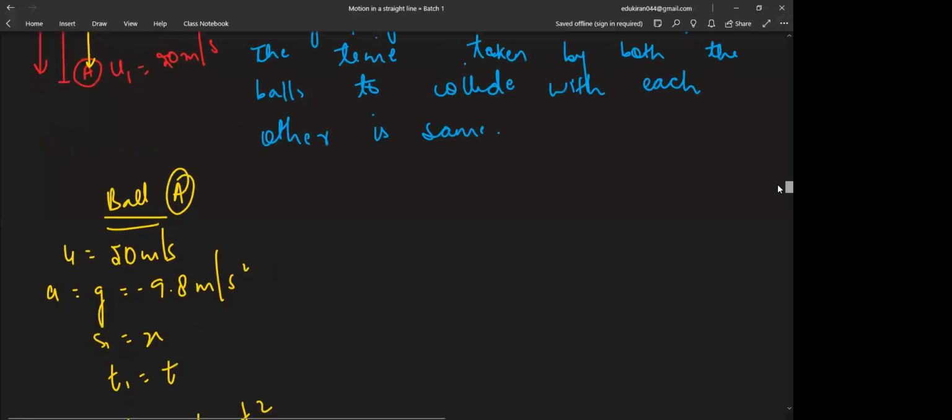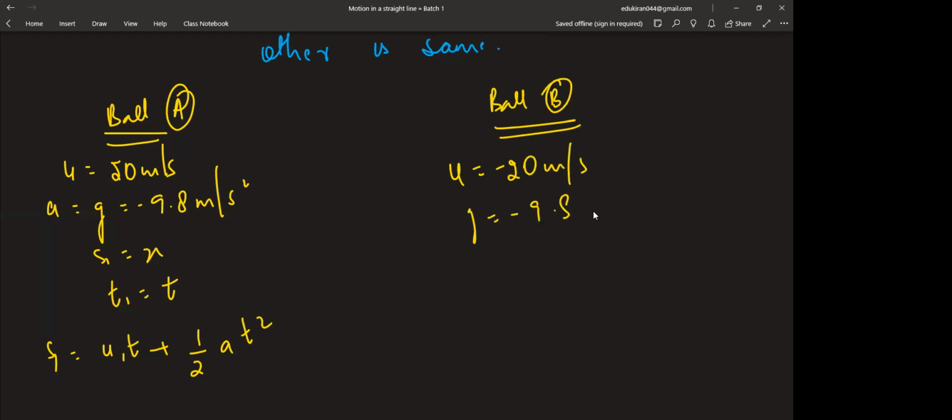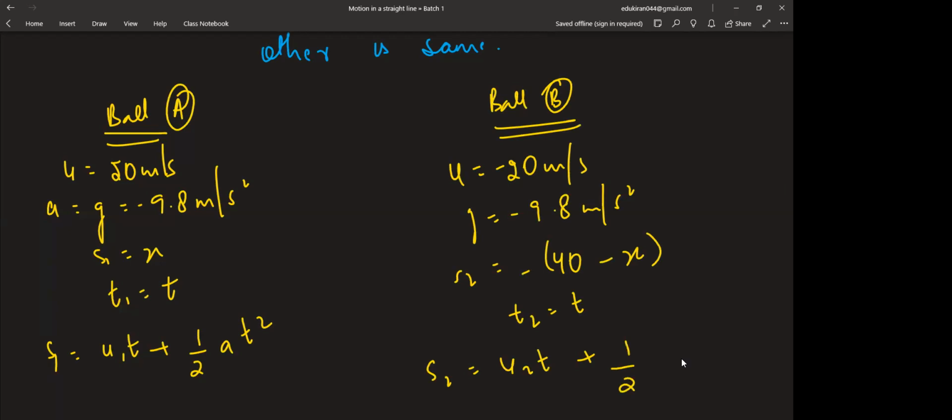Now, here also when we are talking about ball B, U is equal to minus 20 meter per second. g is minus 9.8 meter per second square. Distance S2 is minus (40 minus x), with a negative sign. Why? Because it is below. T2 is equal to t because we have the same time. So S2 is equal to U2 t plus half a t square.